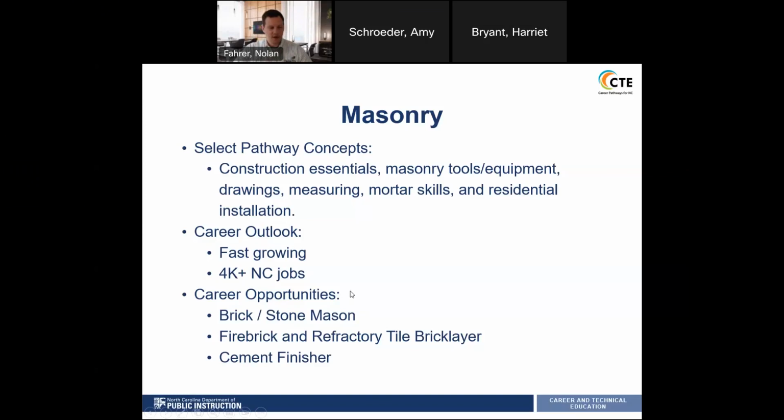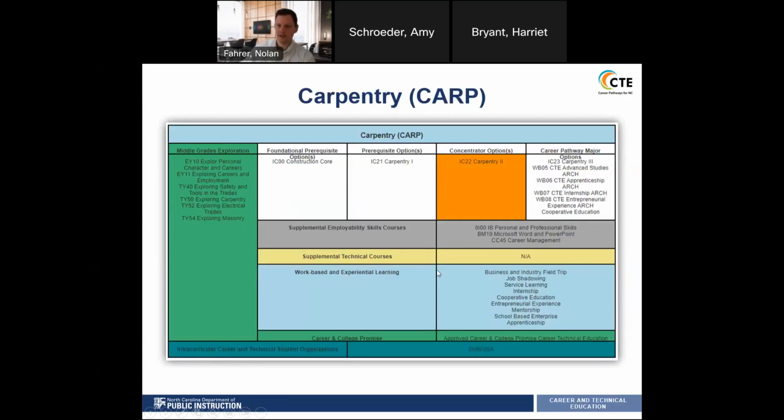Let me continue here. So in our masonry pathway, you'll see some selected concepts. I just wanted everybody to see some of the major skills, but it is a fast growing outlook. And I want to put some opportunities. There's a lot of things outside of just a normal mason, a lot of different parts to the industry to consider as well. I want to move forward just a little bit faster to make sure I hit all my areas here.